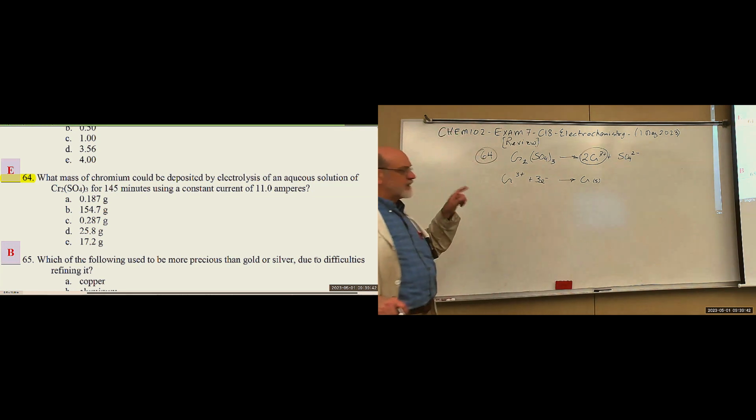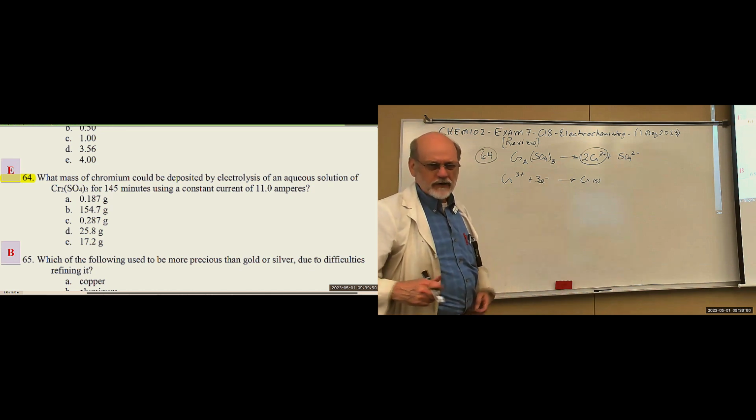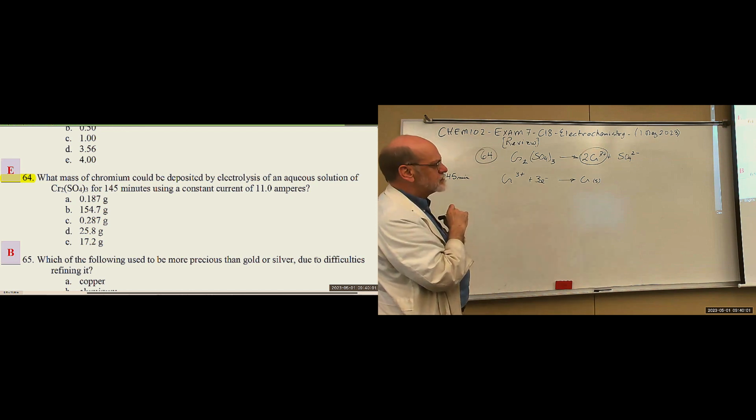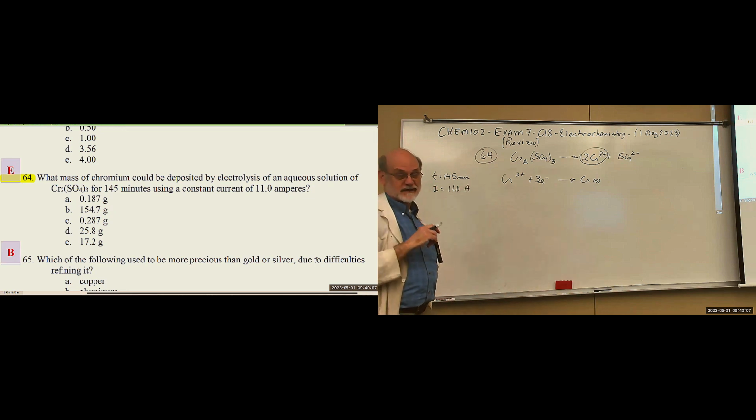But first we need how many electrons are being pushed through that solution. For 145 minutes, let's say time, 145 minutes at a current of what? 11 amps. That's a lot. 11 amps.